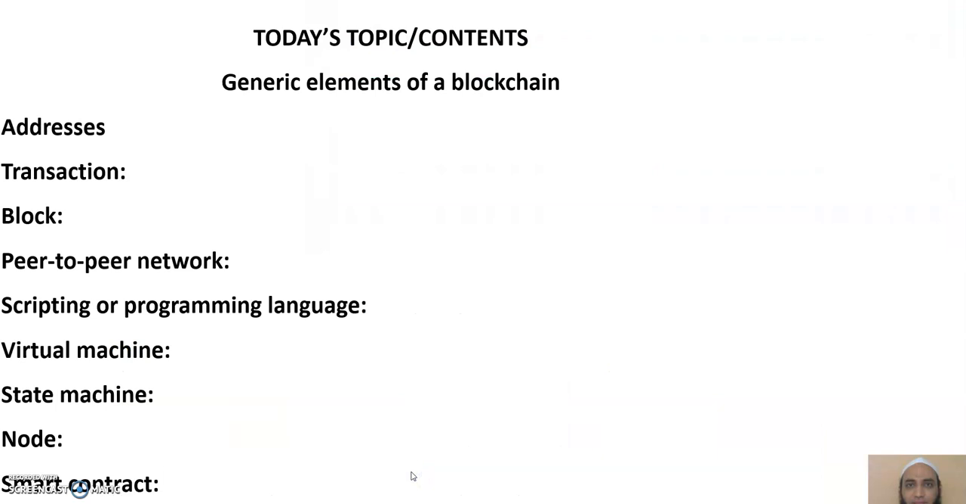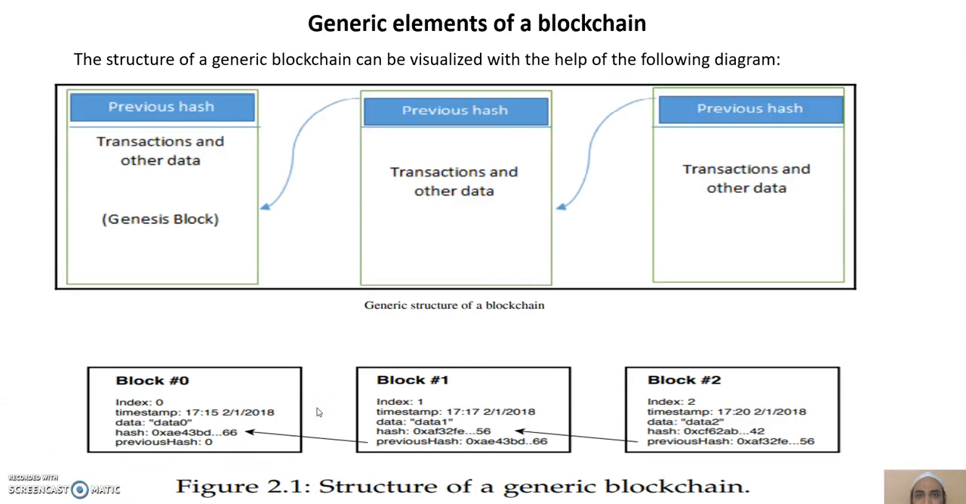So today we'll see the generic elements of a blockchain. We will see addresses, transactions, blocks, the peer-to-peer network, scripting or programming language, virtual machine, state machine, the nodes, and the smart contract. So first we will see the generic elements of a blockchain.